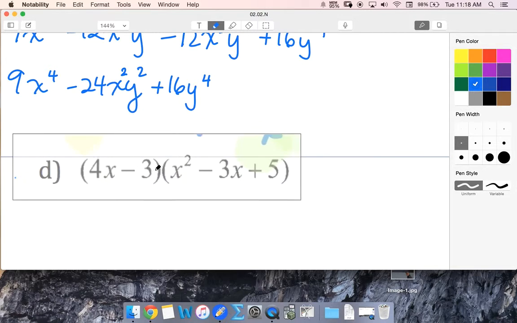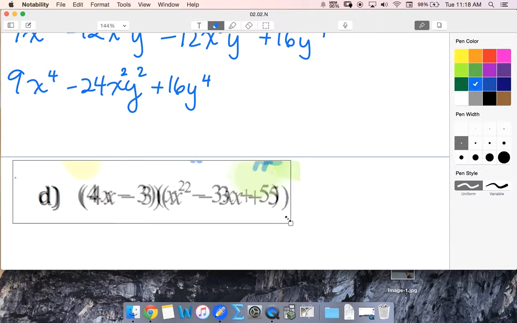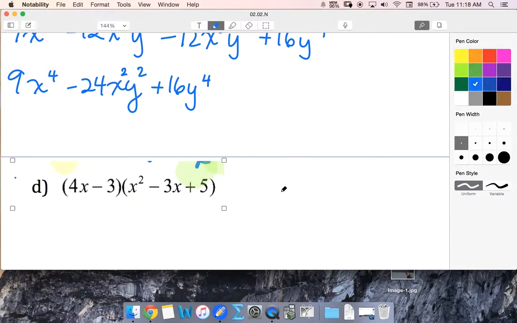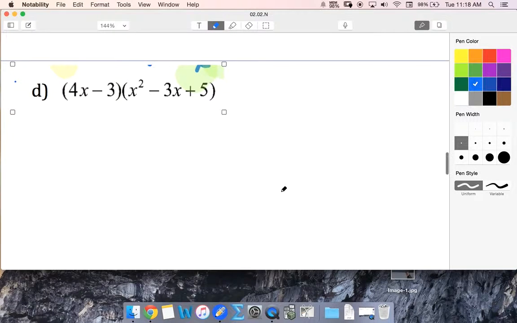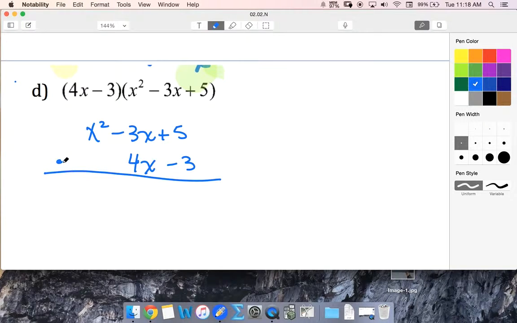All right. So I'm going to use my trick of multiplying and treating it like a long multiplication to do this. So first I'm going to write the x squared minus 3x plus 5 below it. I'm going to line up the 4x with the x's, 4x minus 3. Draw the line and do the multiplication.